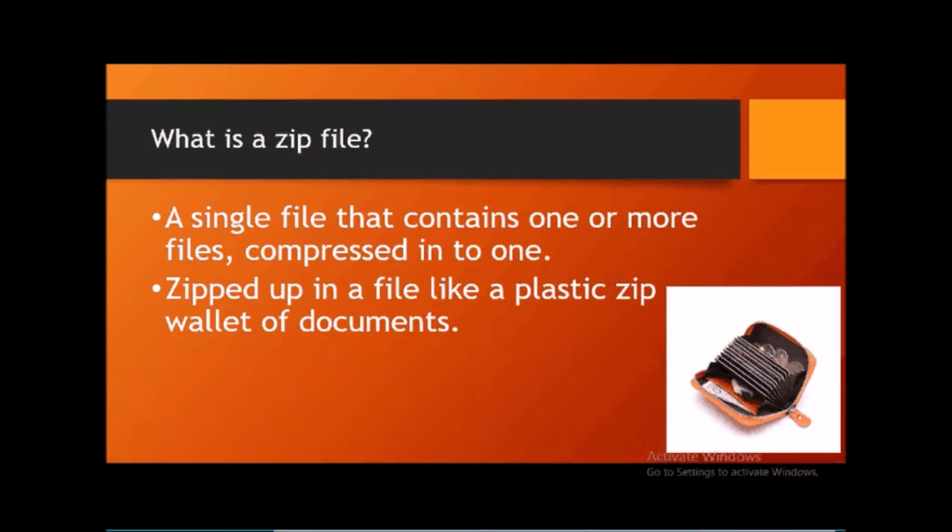A zip file is a single file that contains one or more files compressed into one. You can imagine a zipped up file like a plastic zip wallet of documents. And if I use this example of a zip wallet, a purse, this contains multiple cards and coins, except when you zip it up, it's one item.